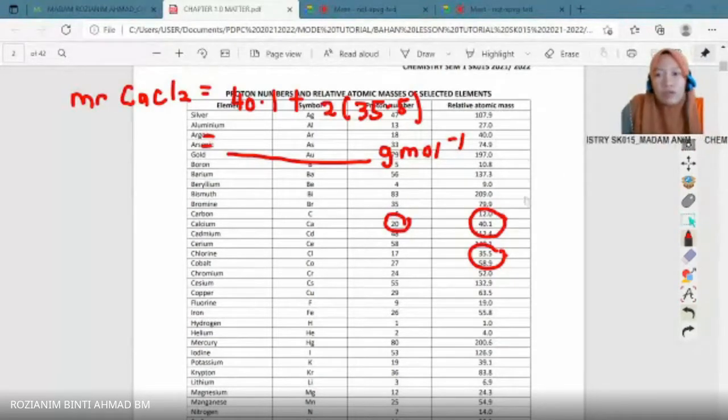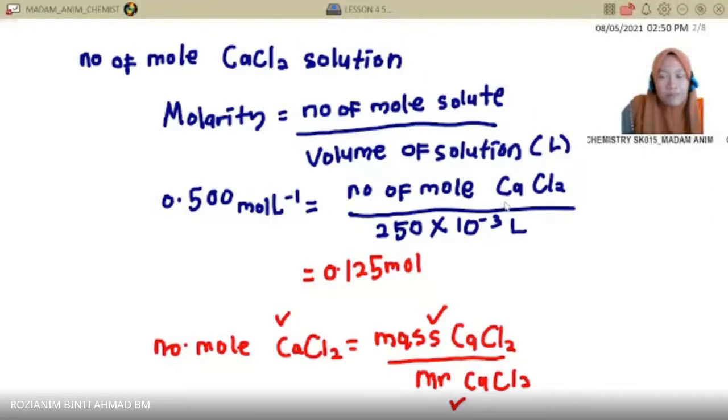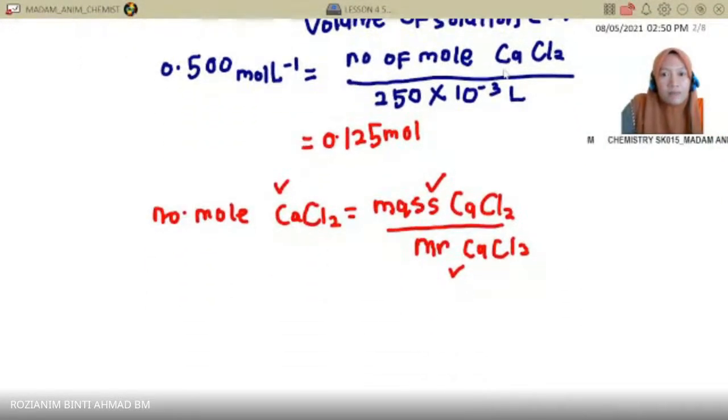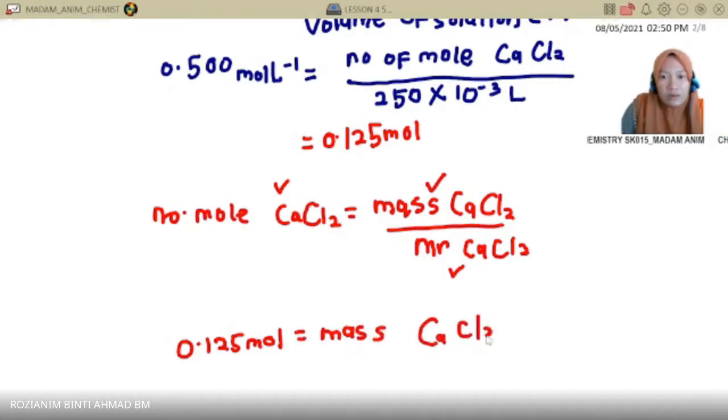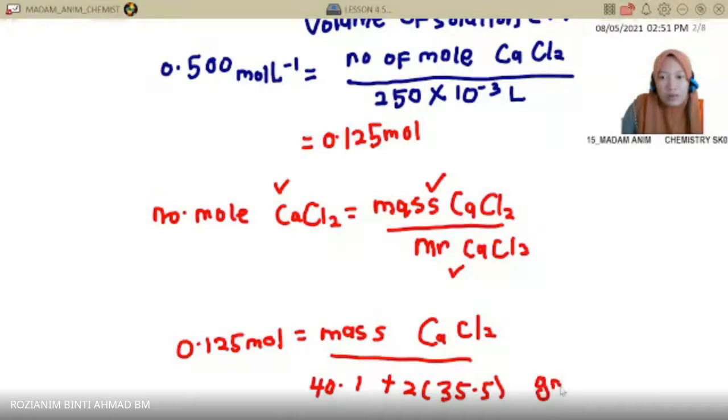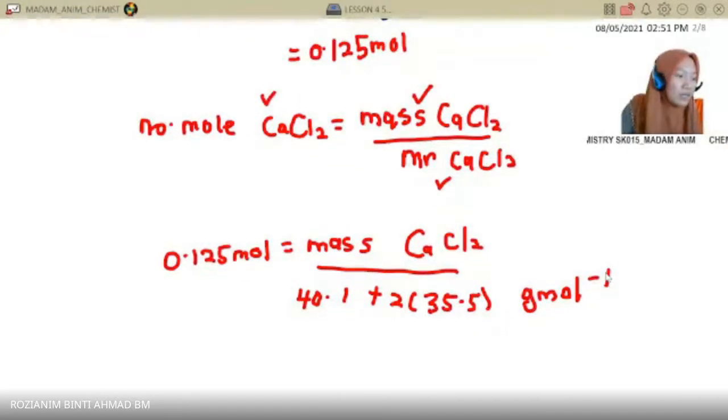Okay, so we substitute into the calculation. Okay, target kita nak cari mass. Okay, so mole here is 0.125 mole. So the target equation is mass calcium chloride, and molar mass tadi kita dah substitute 40.1 plus 2 times 35.5. So the unit is gram per mole. So tolong saya kira berapa dapat mass. Is it exactly the same as the answer given?